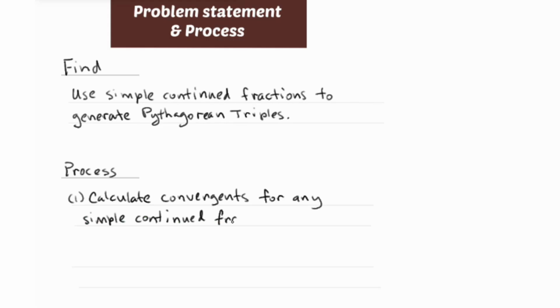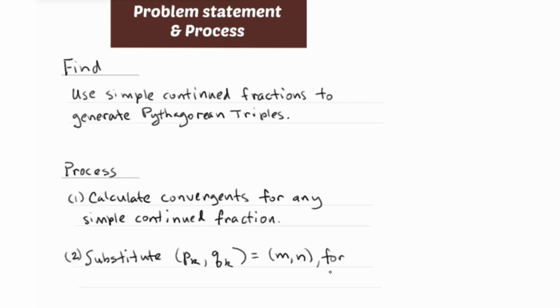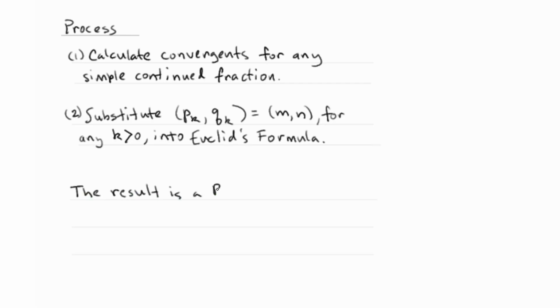Here's the process. First, calculate convergents for any simple continued fraction. The simple continued fraction can be finite, or you can find some of the first convergents for one that is infinite. Then, you can use the values of p and q, the numerators and denominators of the convergents, and substitute them for m and n in Euclid's formula. The result will be a Pythagorean triple. You can do this for any convergent except the first one, when k equals 0. Sometimes you can use the first one, but we'll mention reasons in this video to not bother using it.